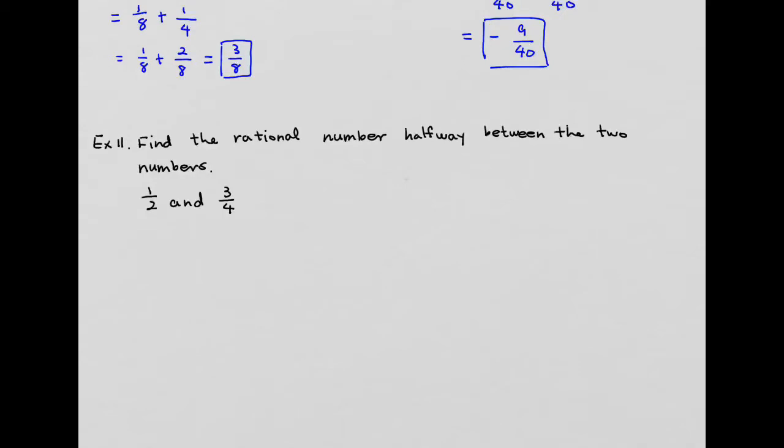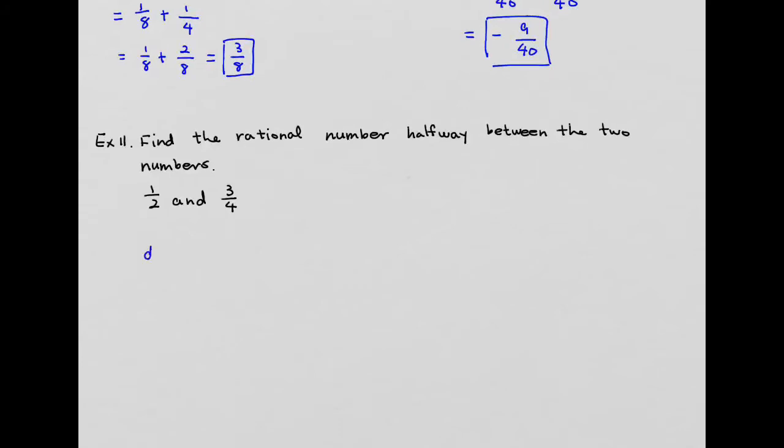The last problem of this section is finding the halfway point of two numbers. If I want to find the halfway point of any two numbers, the first thing I need to do is add those two numbers and divide by 2. So don't forget, what I need to do is add, then divide by 2, right? In order to find the halfway point of those two points.